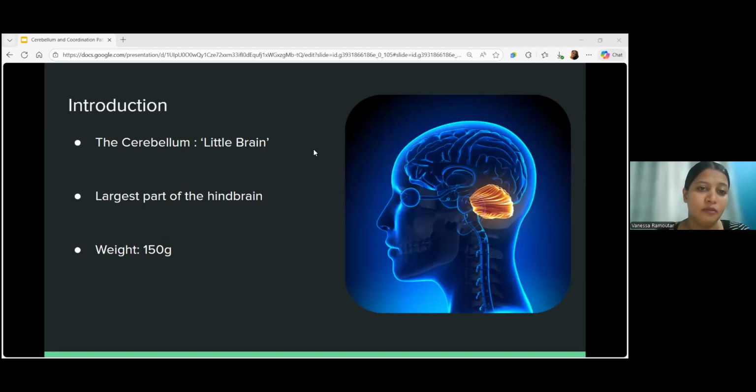The cerebellum, which was coined the little brain by Leonardo da Vinci in 1501, refers to the largest part of the hindbrain located in the posterior cranial fossa. On average, it weighs about 150 grams.